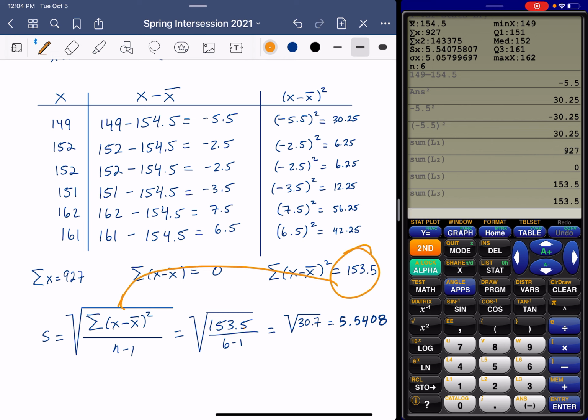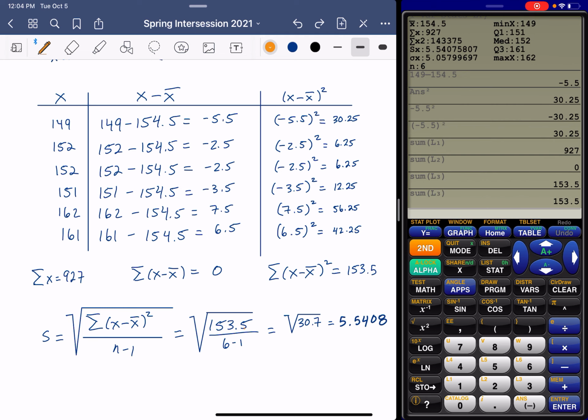153.5, you put it into the formula here, and then you have 6, right? 1, 2, 3, 4, 5, 6 data points. And don't forget to subtract 1. And then when you divide, you get 30.7. Take the square root, and there's your answer. Okay.